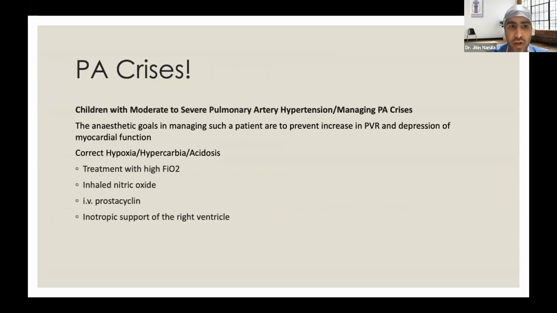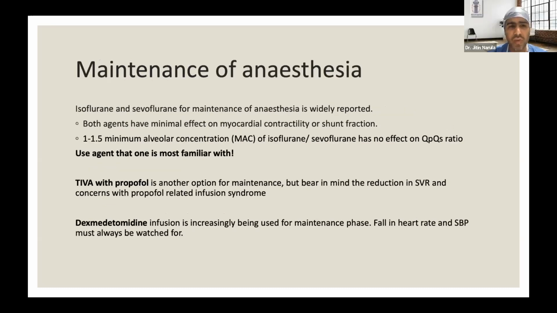PA crisis, as I said, may happen in children with moderate to severe pulmonary artery hypertension. An anesthetic goal in managing such a patient is to ideally prevent the increase in PVR and prevent depression of myocardial function. So correct hypoxia, hypercarbia, acidosis. Treatment is with high FiO2. We must always have inhaled nitric oxide available with us. IV prostacyclins and inotropic support of the right ventricle should also be available.